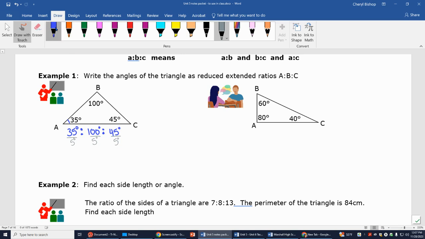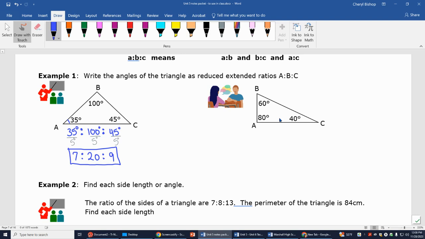When I divide them by 5 degrees, my degrees are going to cancel, so I'll just have the number 7. My degrees cancel here, so I just have 20. And my degrees cancel here, so I just have 9. So 7 to 20 to 9. 7 to 20 to 9 is my reduced extended ratio of the angles in this triangle.